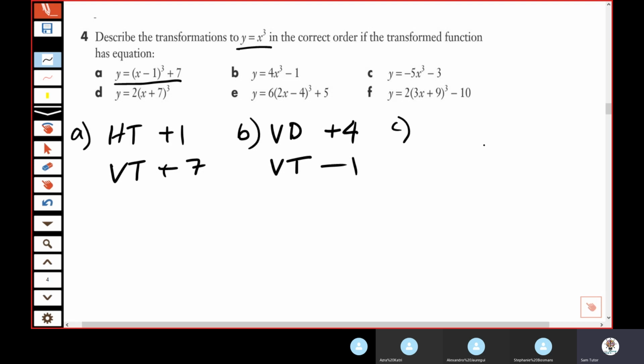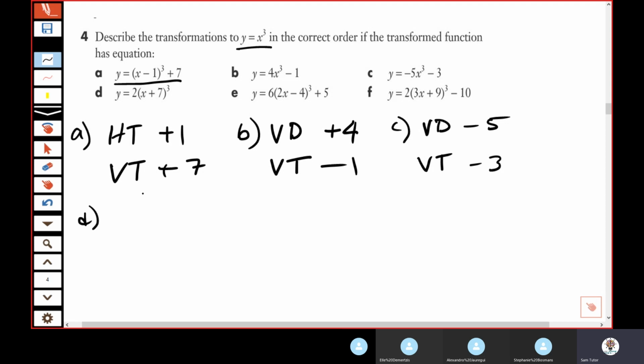All right, C. L, do you want to try C? Is it the same as before? So like the vertical dilation of negative 5 and translation. Yep. All right. I think we've got that one down pat.